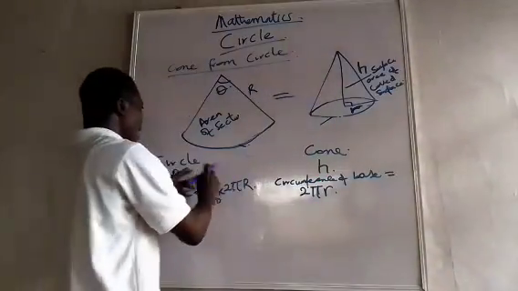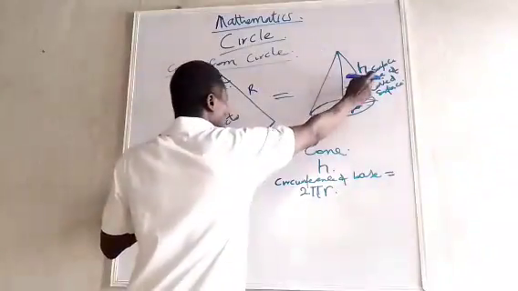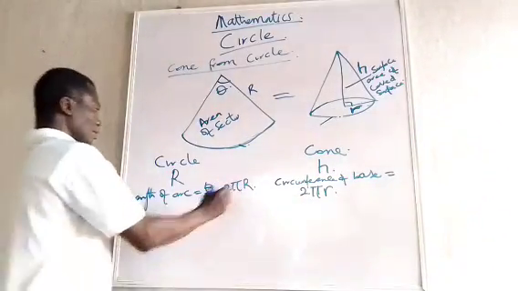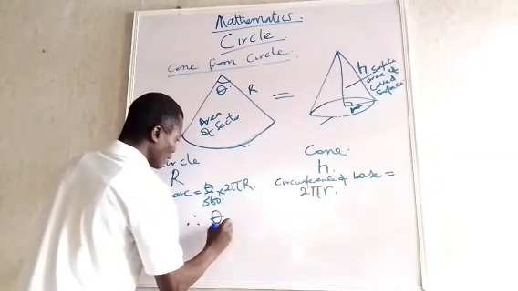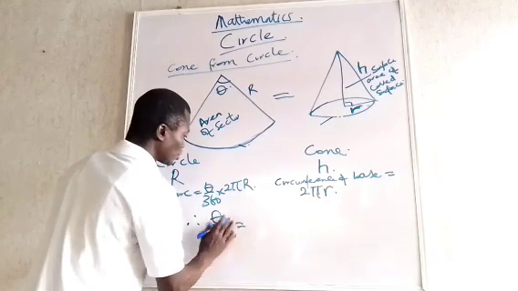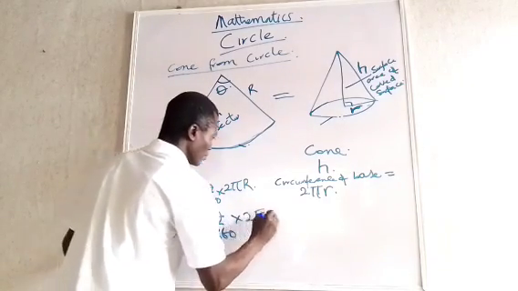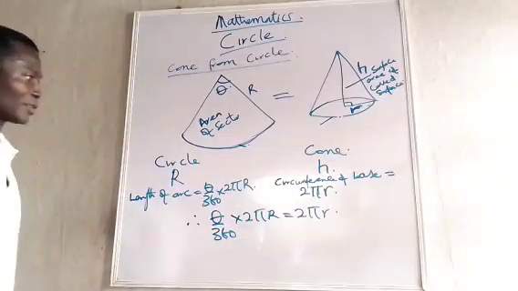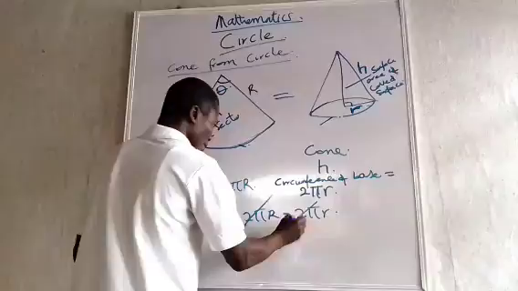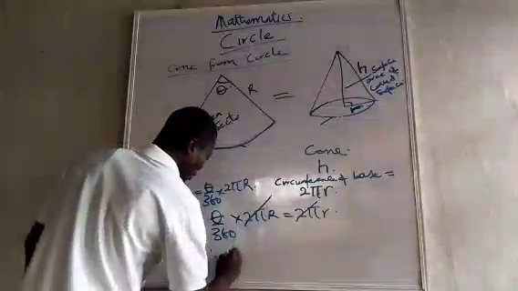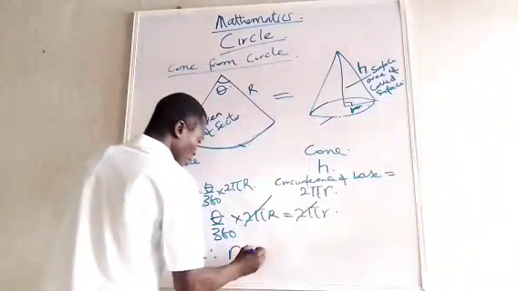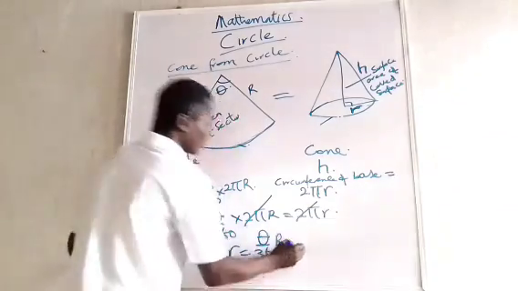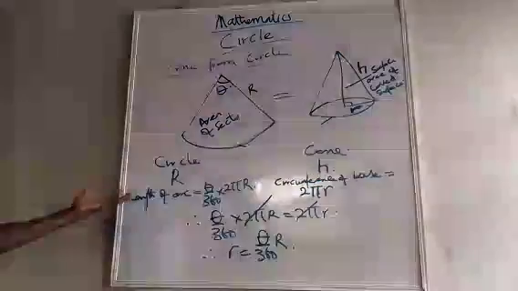And at the same time, R is equal to h here. But I cannot just pick it because I formed it from this place. So let's relate it to this one. Therefore, theta over 360 times 2 pi R is equal to 2 pi smaller r of the base of the cone. So this one cancels this. Therefore, the radius of the circle of the base of the cone is equal to theta over 360 R. Simple.